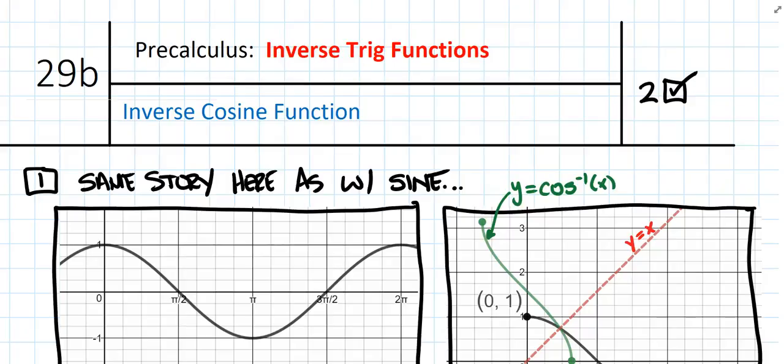Welcome to Precalculus Concept 29b underneath inverse trig functions. Today we're going to talk about the inverse cosine function, and there's only two boxes because it's pretty much the same story as the inverse sine function, only with a different domain restriction. So let's talk about it.